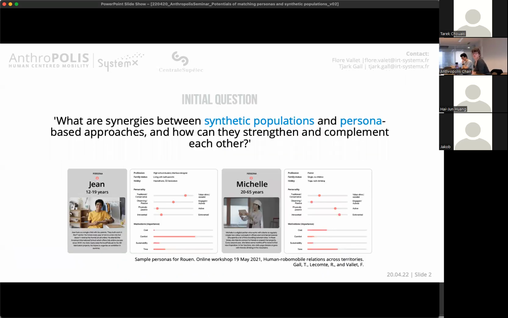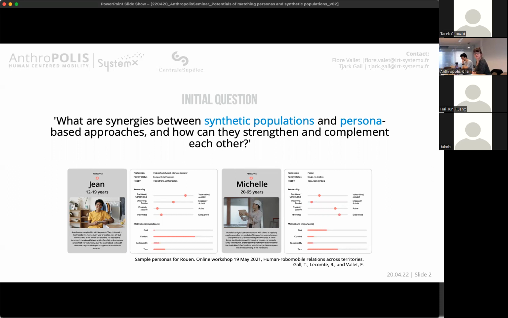So what were our initial questions? We were wondering, in our joint work with Sebastian and Tjark, if we could find some synergies between synthetic populations and persona-based approaches, because we had the feeling that they were somehow quite related for different purposes, and they could, in fact, strengthen and complement each other.